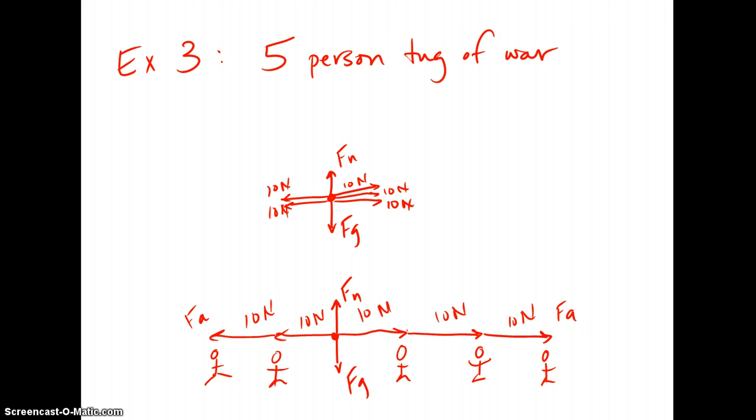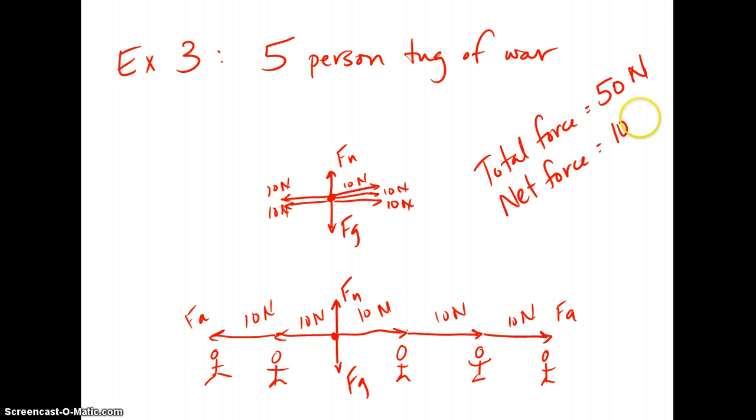So in this case, your total force is 50 newtons, and your net force is 10 newtons, meaning that there is 10 more on one side than there are on the other. These are not balanced, and because they're not balanced, they don't follow Newton's first law.